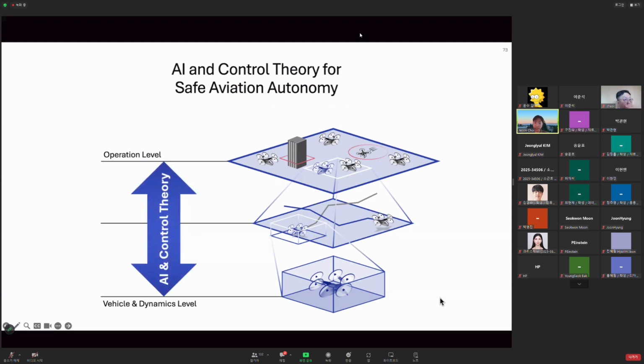And I believe that in order to rigorously guarantee safety, control theory will also have a crucial role, as I showed in some of the works I presented today. So my hope is I can show much more practical impact by combining the tools in AI and control theory for the next generation of safe aviation autonomy.